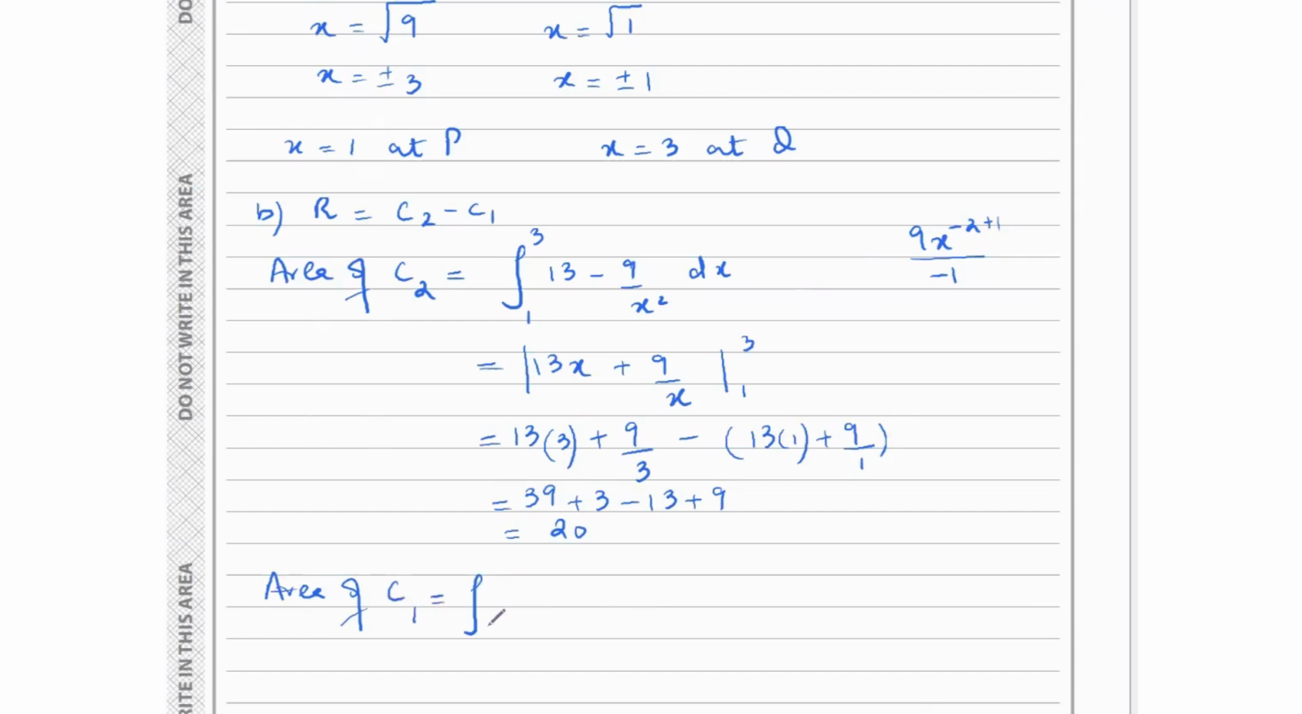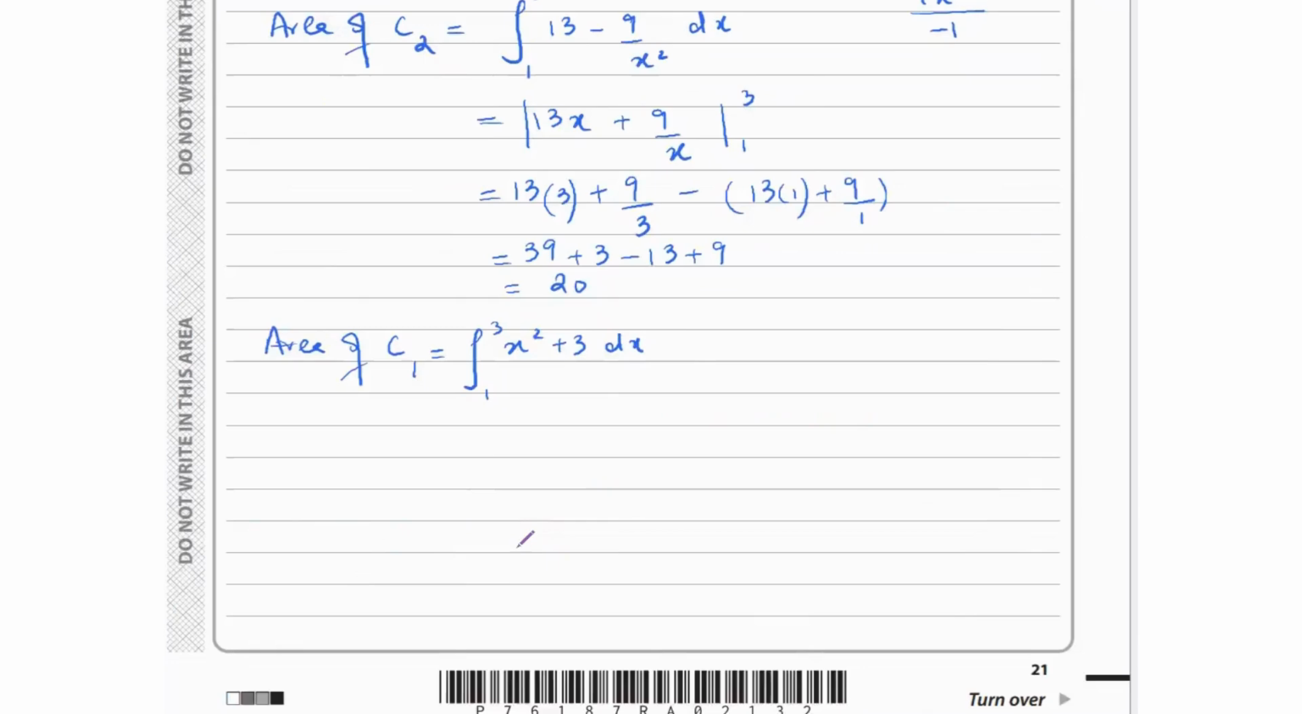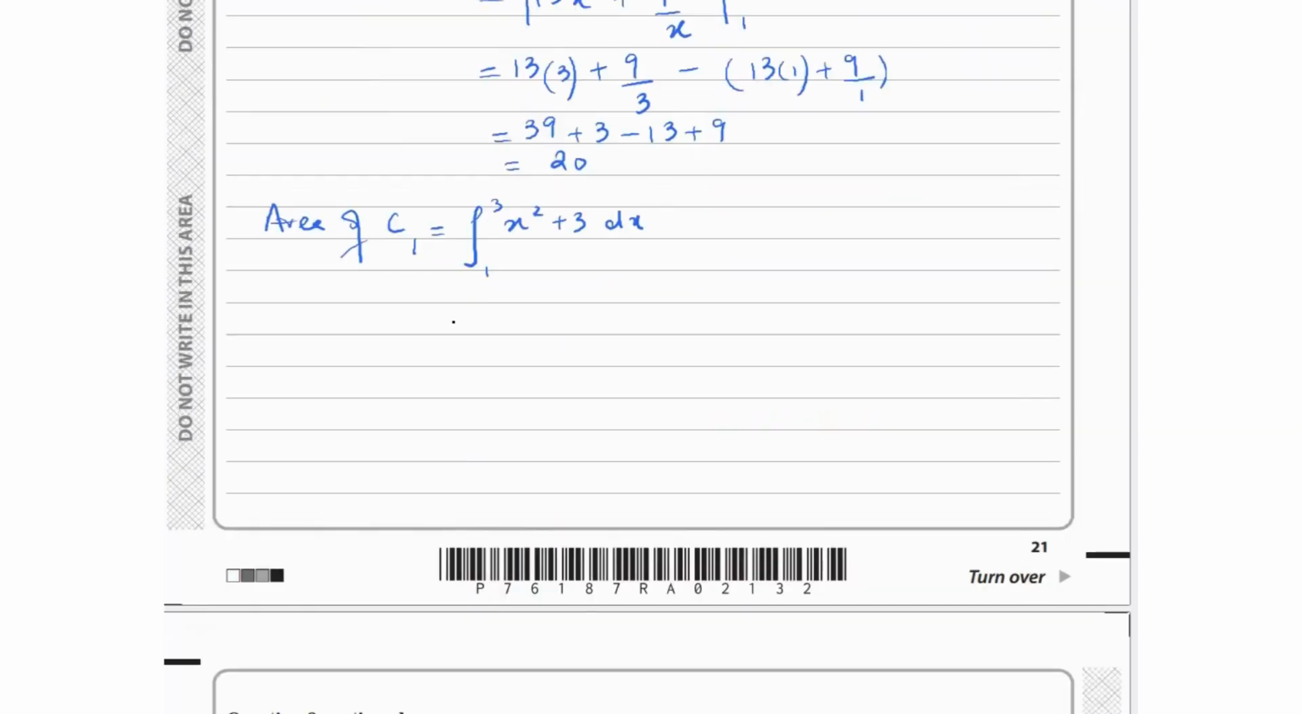Now area of C1, that equals the integral of x squared plus 3 dx from 1 to 3. That's going to be x cubed over 3 plus 3x.